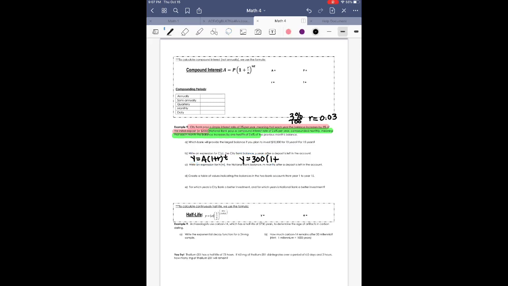All right, there we go. So we have 3%, and we have 1 plus our rate, which is 0.03. And we're going to raise that to X. That's our time. So the formula here is 300 times 1.03 raised to X, which means it's increasing because it's greater than 1 for my base.